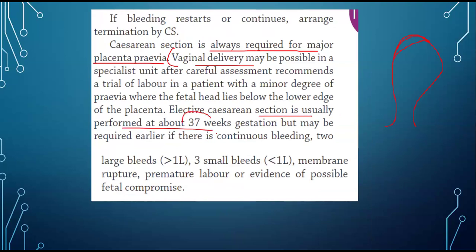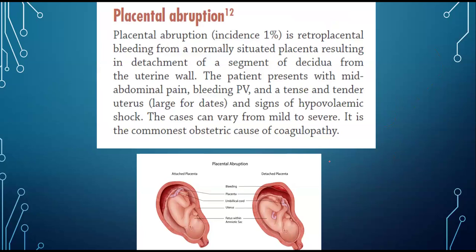Elective cesarean section is usually performed at 37 weeks. So let's say you have a patient with major placenta previa who is at 34 weeks gestation. You will definitely admit the patient and keep an eye. Let's say the mother and baby are stable and bleeding has stopped. Your idea would be that by the time it is 37 weeks, you will arrange an elective C-section for the patient. So that's more or less about placenta previa. Any questions, guys?